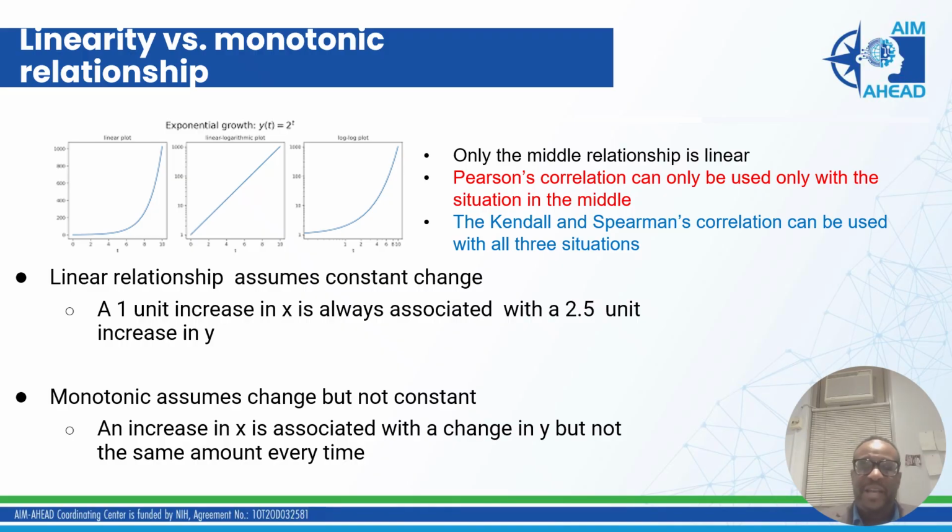A monotonic change means that the change occurs in the same direction, whether it be positive or negative, but it does not always have to be linear. A good example of a monotonic change is y equals x squared. In this case, as the absolute value of x increases, y will also increase, yet not in a linear fashion.